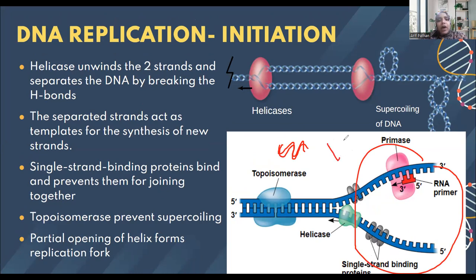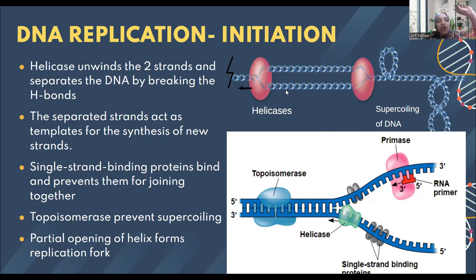This is known as a Y-shaped structure if we represent it like this. This Y-shaped structure is known as the replication fork. Partial opening of the helix forms something known as this Y-shaped structure, like a fork, the replication fork. This happens in the initial stages of the replication process.